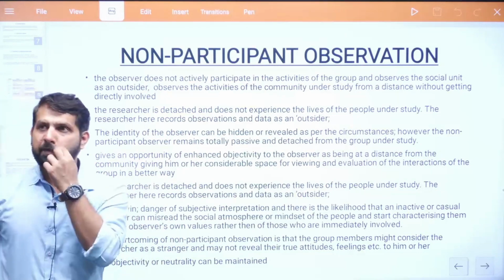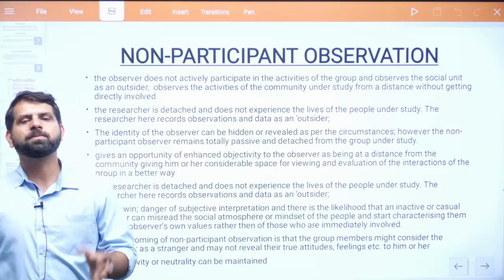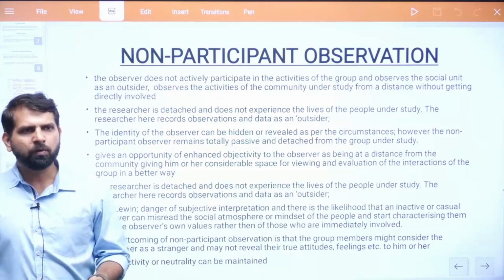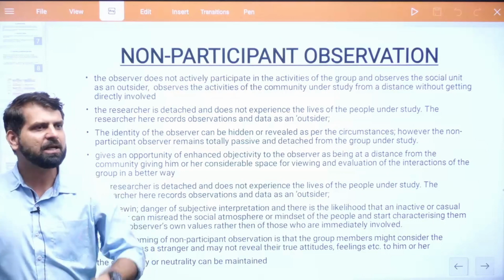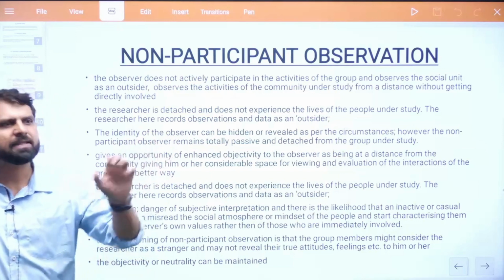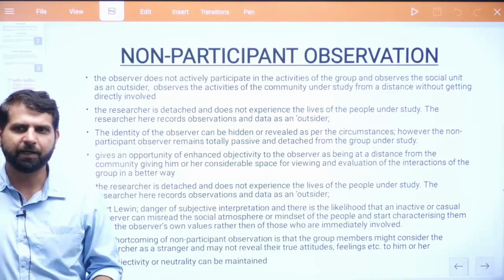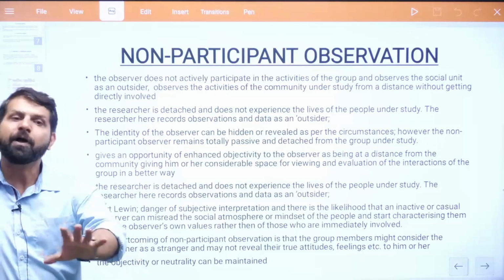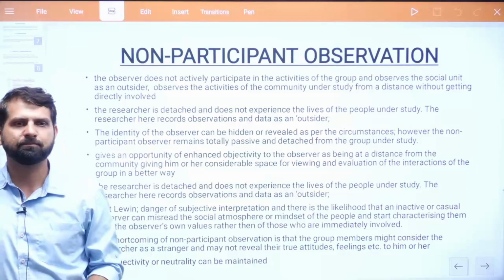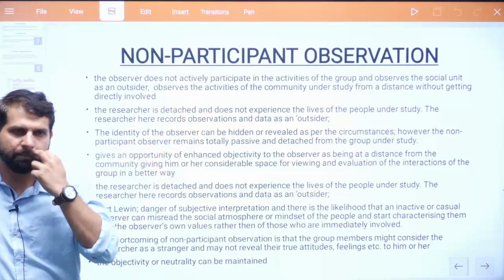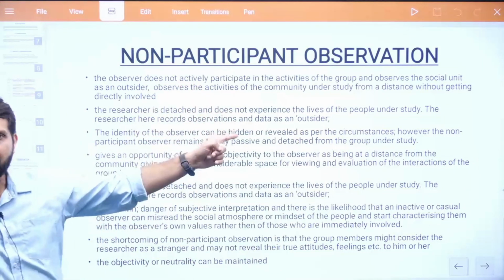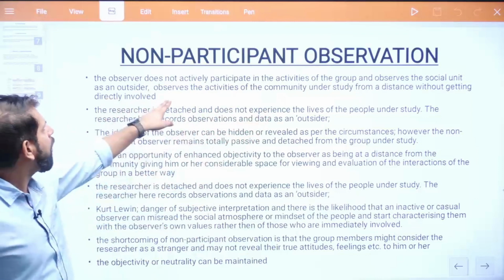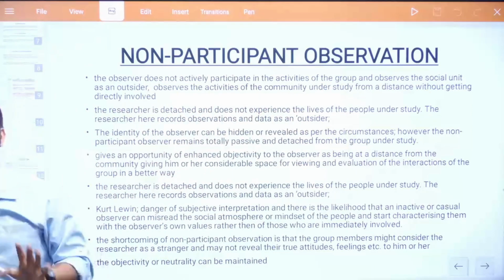Let me give you an example. You want to observe a cricket match. To observe that cricket match, is it the case that you have to sit on the pitch itself? No. You can sit in the stands and still observe that match, how an individual runs, what the fitness level of the cricketers is. You can clearly see that. You are not a part of that game, but still you are observing it. That's what we do in non-participant observation. Okay, that is why they say the observer does not actively participate in the activities of the group, observes the social unit as an outsider, observes the activities under study from a distance without getting directly involved.